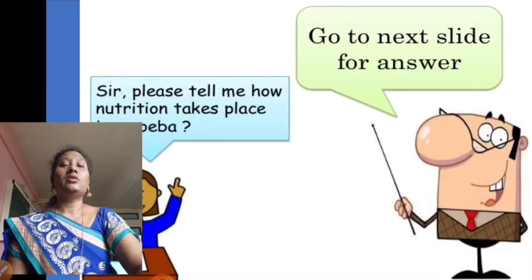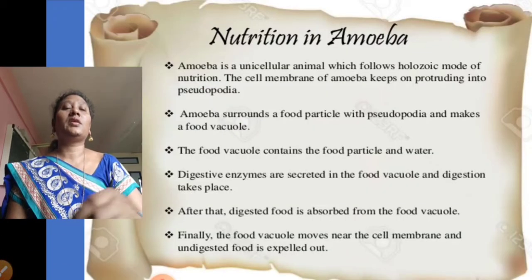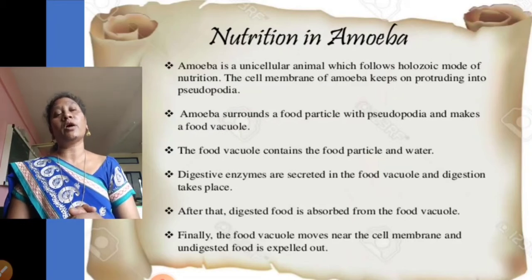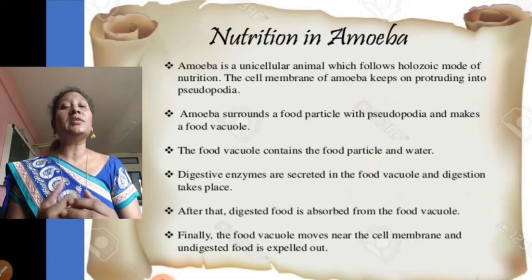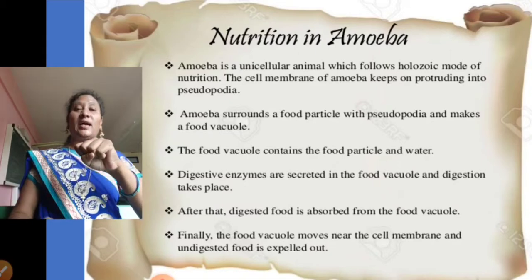So let us see how nutrition takes place in amoeba. Amoeba is a unicellular animal which follows the holozoic mode of nutrition. The cell membrane of an amoeba takes the form of a pseudopodium. So it is a single cell animal.